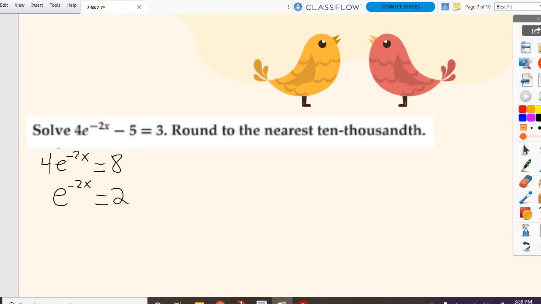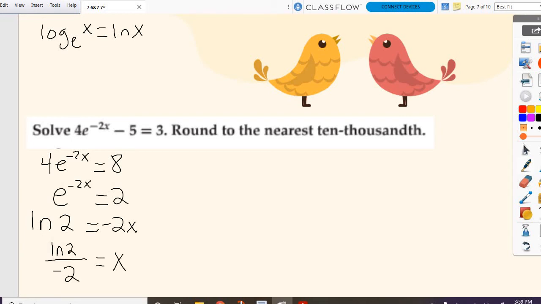Here, I'm going to try and just rewrite it in logarithmic form. So we have e to the negative 2x equals 2. So remember that the base of my exponent becomes the base of my log. But also recall that if I have a base of e, that becomes the natural log. Remember that logarithms equal our exponent, so it's going to equal negative 2x. And then 2 is what's going to be inside of my logarithm. And then my last step is going to be to divide by that negative 2. So we get that x equals the natural log of 2 divided by negative 2.